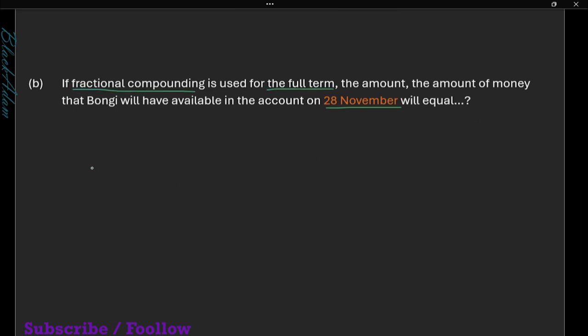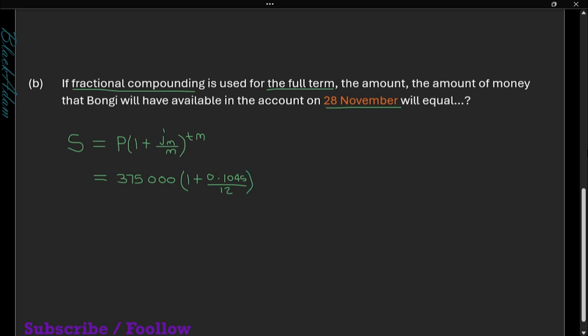We did fractional compounding, which means it's going to compound fractionally, so the exponent is going to be fractional. It's the interest over the compounding period, and then the term. So it's 375,000 times 1 plus the interest rate 0.1045 divided by 12, and then this is the fractional part.